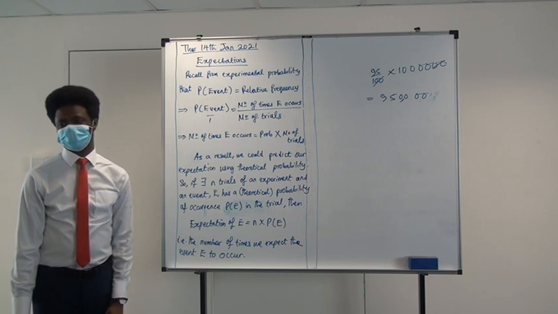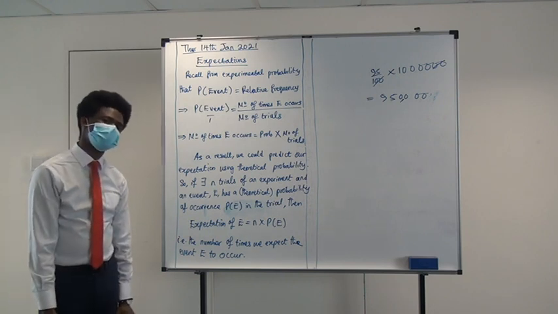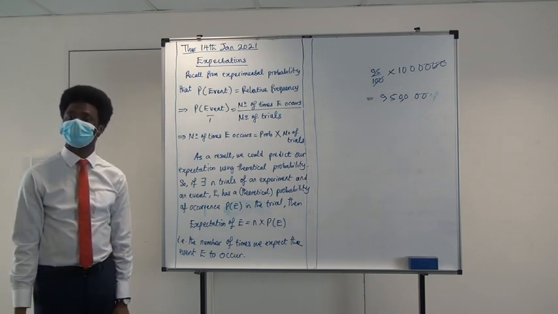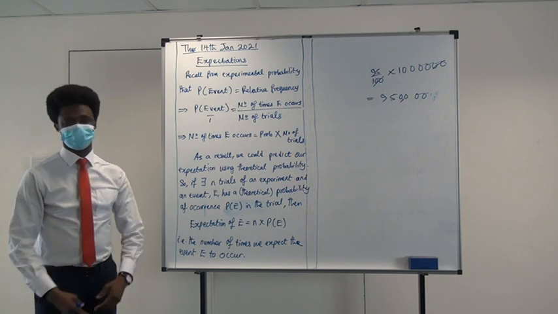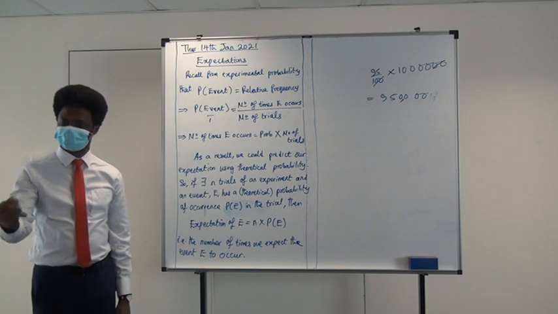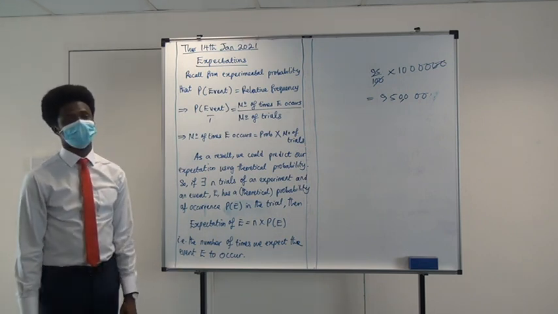This is what it means. That is, without performing any experiments, if we can predict a theoretical probability of that event happening, and if you give us a total number of trials, we can give you the expected value of an event. So we call this expectation of something.